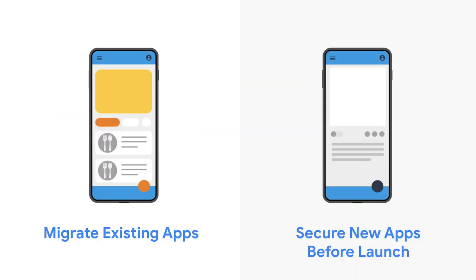Migrate your existing apps to App Check. If you're planning on launching an app to production, integrate with App Check sooner rather than later. This will save you the headache of migrating old clients in the future. Check out the guides in the Firebase docs, and happy developing.